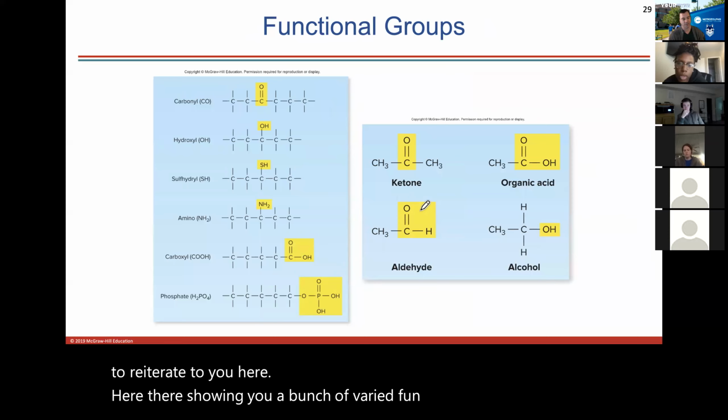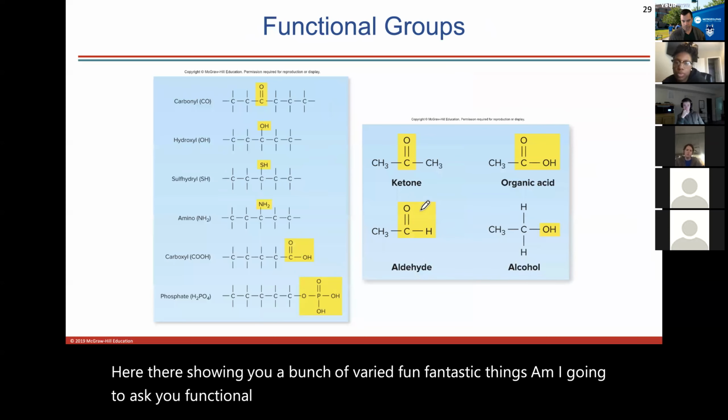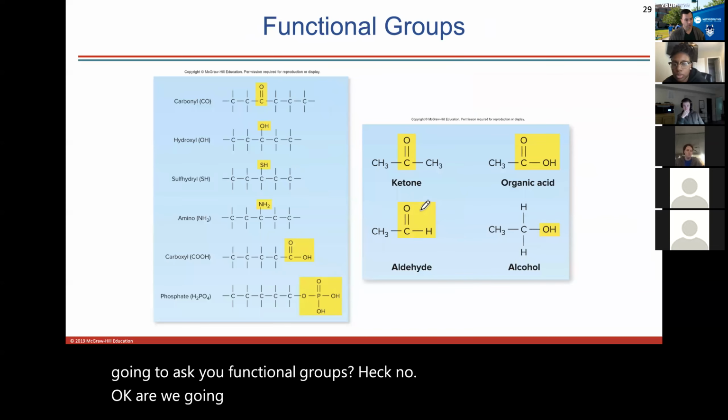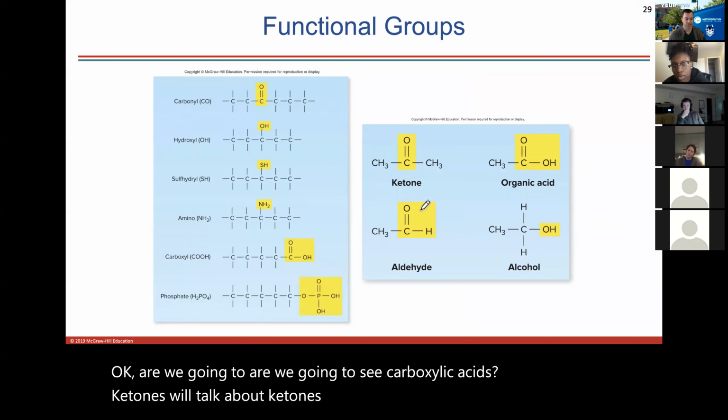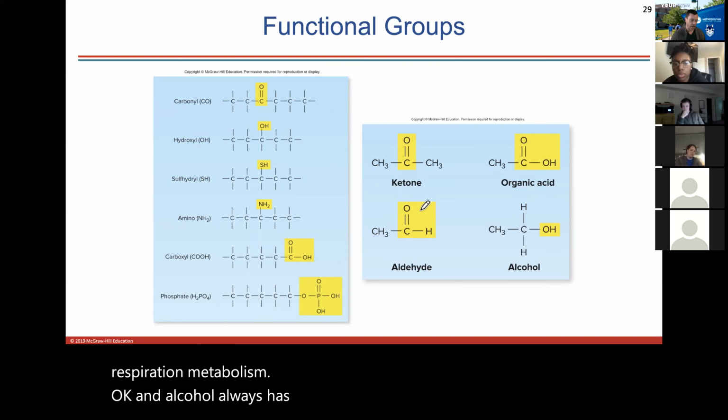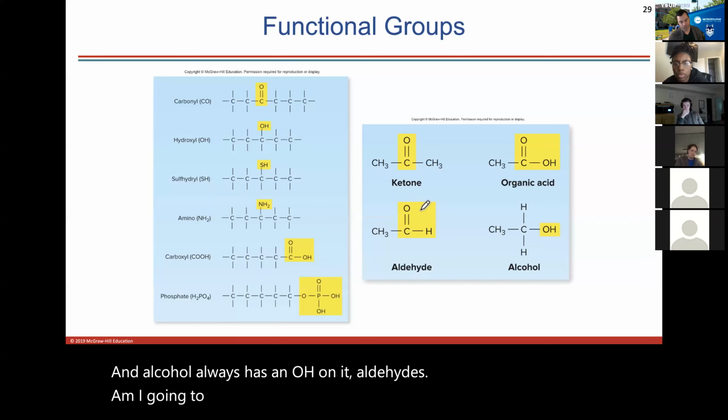Am I going to ask you functional groups? Heck no. Are we going to see carboxylic acids, ketones? We'll talk about ketones maybe a little bit when we get into cellular respiration and metabolism. And alcohol always has an OH on it. Aldehydes. Am I going to ask you these functional groups and what they are called? No.